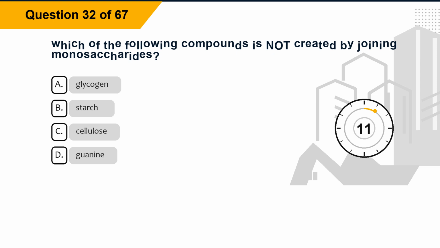Question 32. Which of the following compounds is not created by joining monosaccharides? Option A, glycogen. Option B, starch. Option C, cellulose. Option D, guanine.